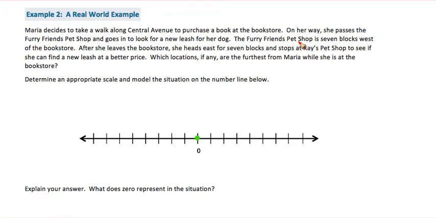Next sentence, the Furry Friends pet shop is 7 blocks west of the bookstore. Hopefully we remember our directions, and west is to the left. So we're going to locate the Furry Friends pet shop 7 units to the left or to the west of 0. 1, 2, 3, 4, 5, 6, 7. Perfect.